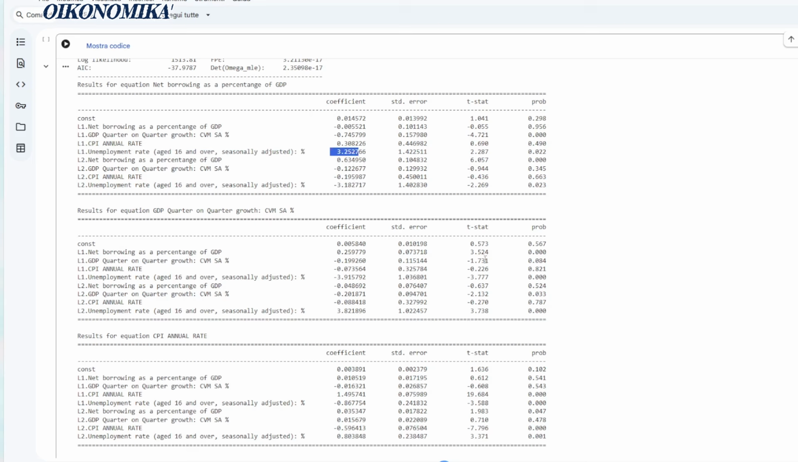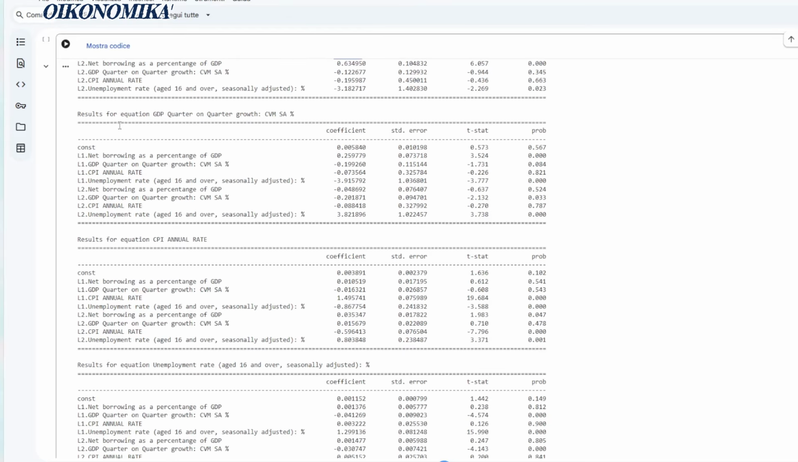They are basically almost zero. So does unemployment change government borrowing? Yes, it changes government borrowing. It depends how the shock is propagated into the economy. The same we can see for GDP or inflation or unemployment. They all interact with each other, the variables.